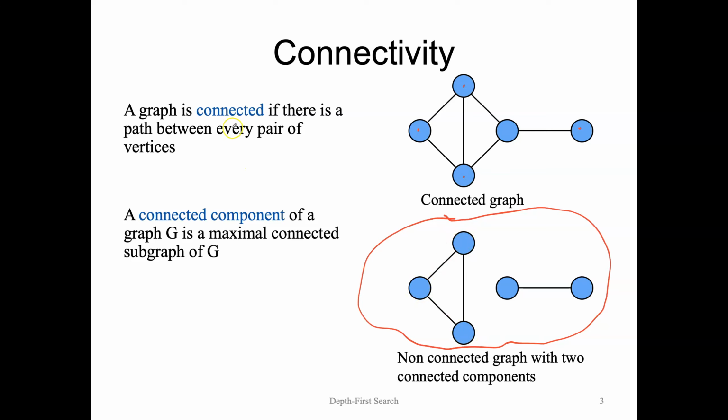Now our original graph is connected if and only if it has exactly one connected component. If it has more than one connected component, then that means it's not a connected graph.